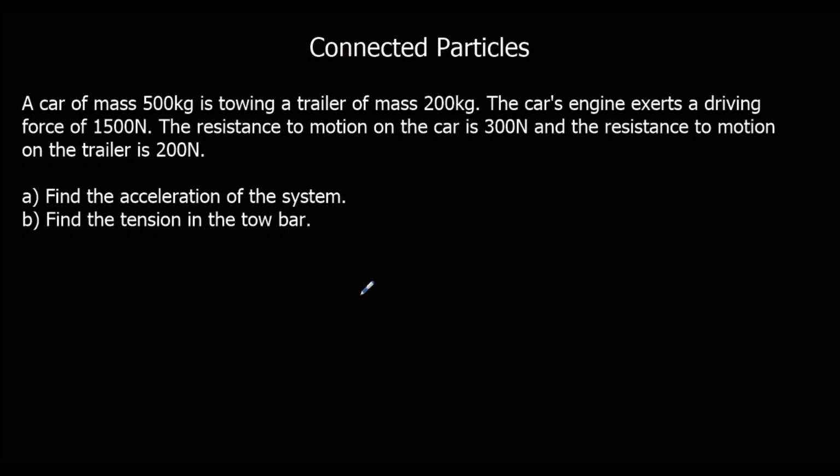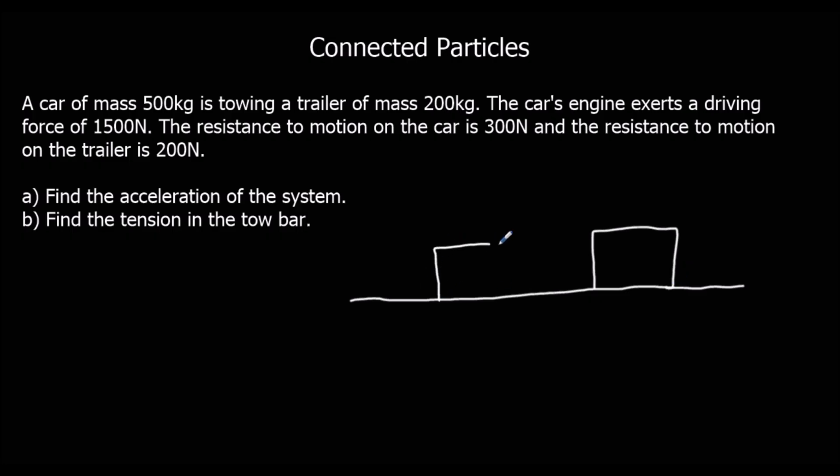So just going to draw a block for a car and another block for the trailer. So we've got 500 kilograms and 200 kilograms. And let's draw the forces on. So we've got the engine exerting a driving force of 1,500 newtons.